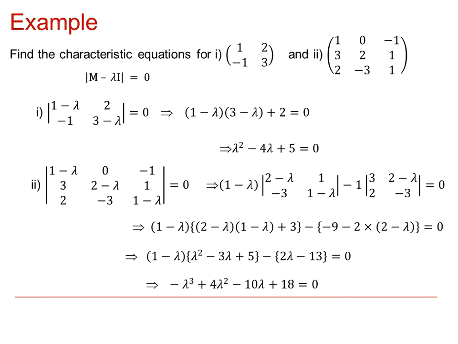So in general then, when we've got a 2 by 2 matrix, we're going to end up with a quadratic characteristic equation, which means there will be two values of lambda, two eigenvalues, and hence two eigenvectors. And for a 3 by 3 matrix, we would expect to get a cubic equation, which will give us 3 eigenvalues and 3 eigenvectors in general.